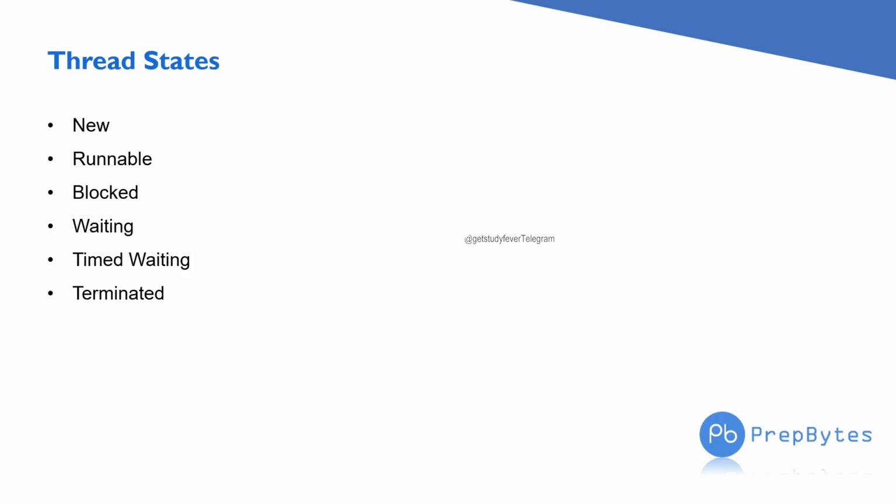Now we will see the life cycle of a thread, that is, how many thread states there are. It is very similar to operating systems, because there also we have seen what the process states are, and the states are actually the same. We have new, ready or runnable, blocked, waiting, timed waiting, terminated. So these states are actually the same. Let's see these states one by one now.